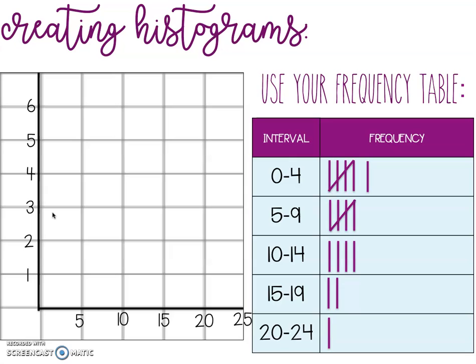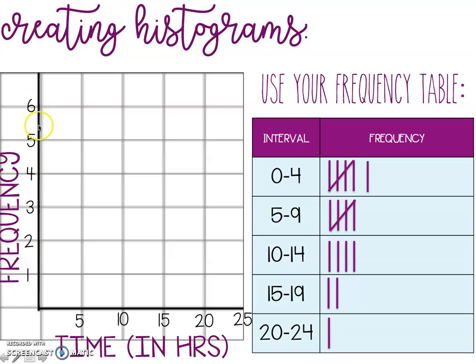After we put the numbers down, we need to tell people what those numbers represent. Down here, our intervals are talking about time in hours, okay. Our frequency, or how often it occurred, we can just call that the frequency. Okay.